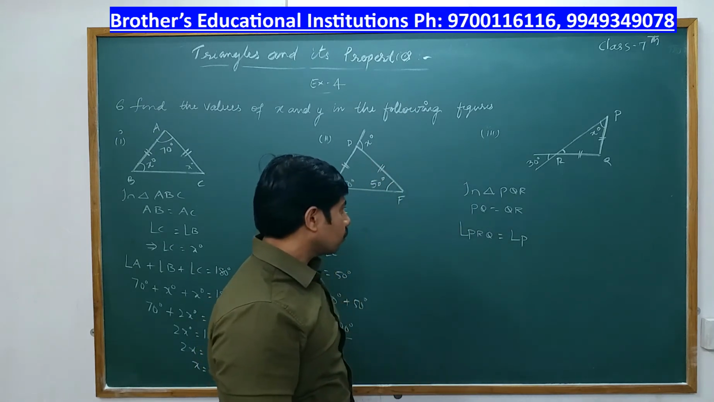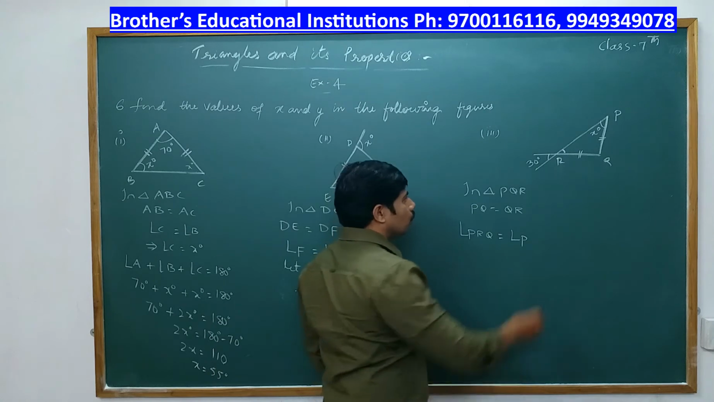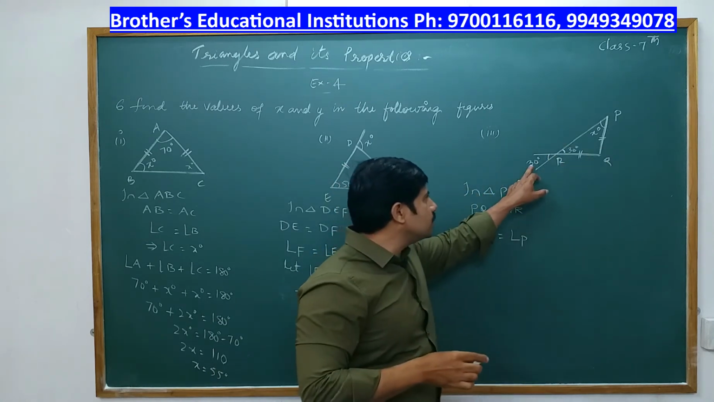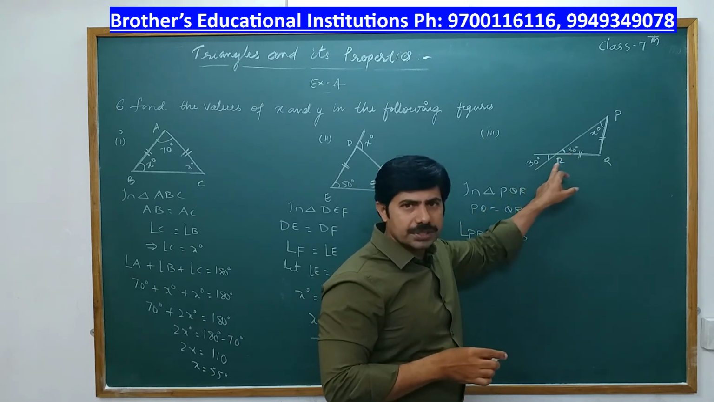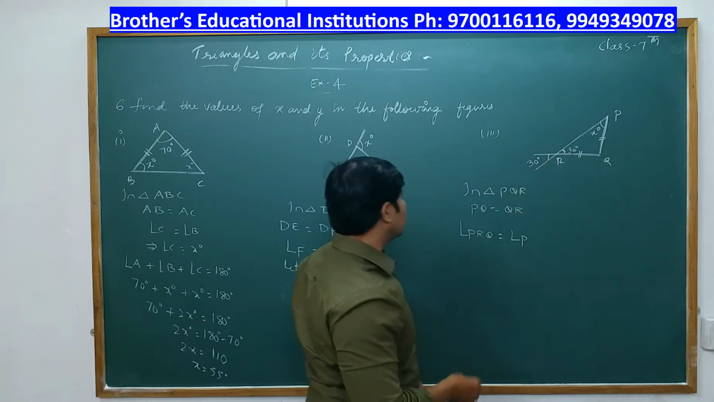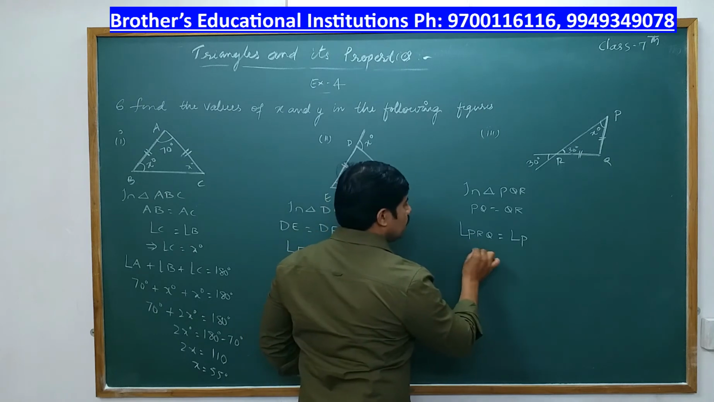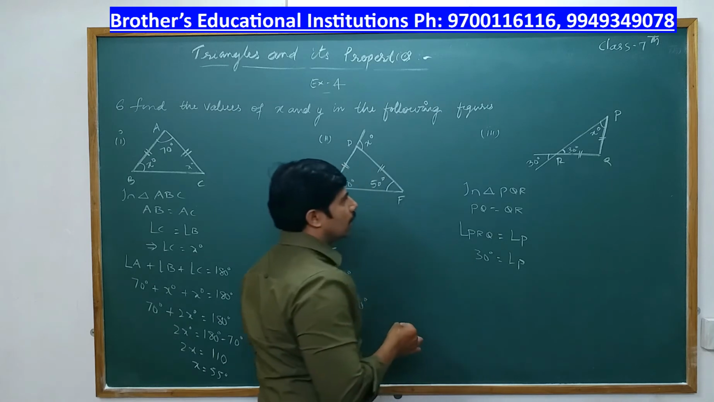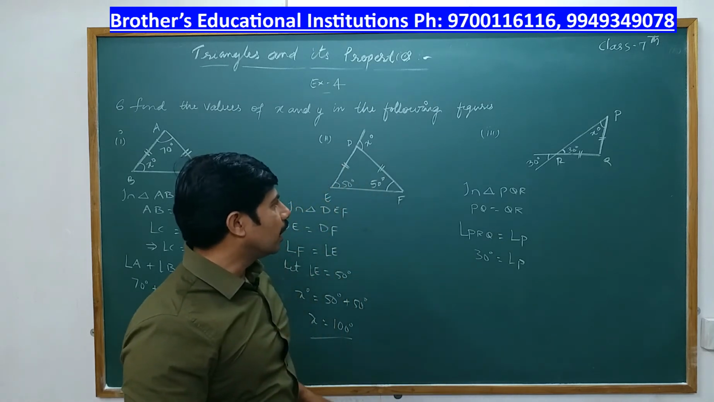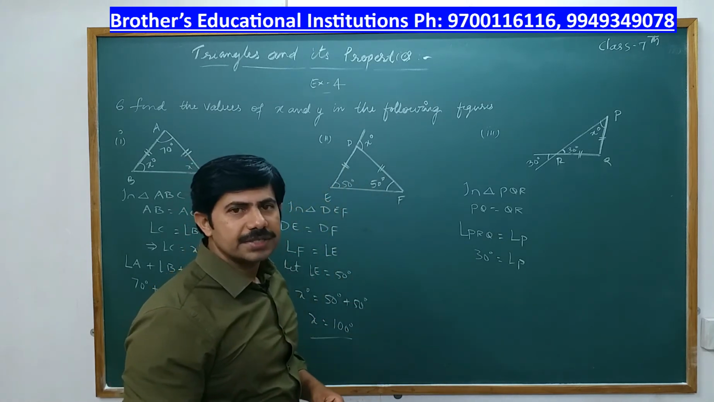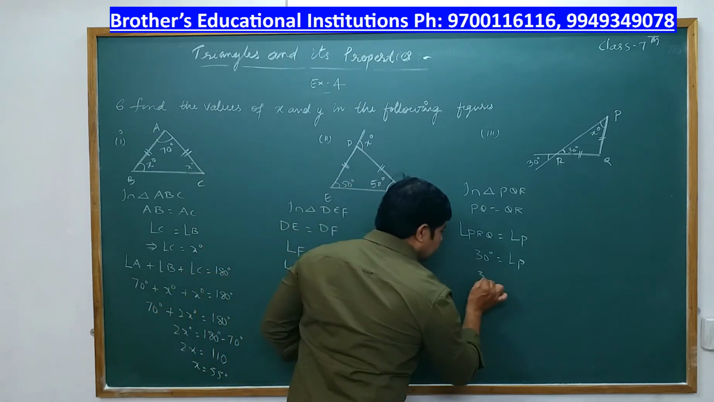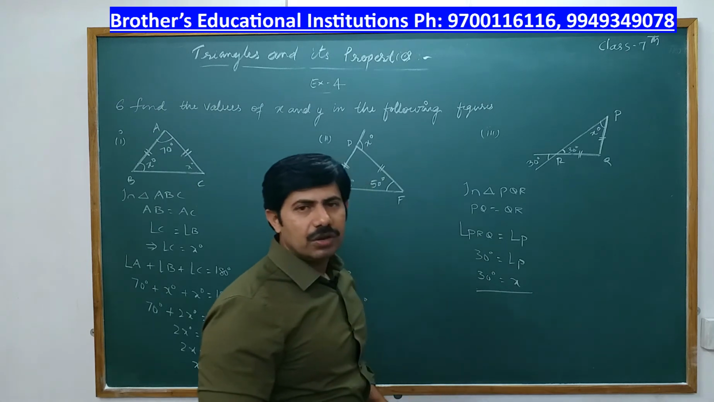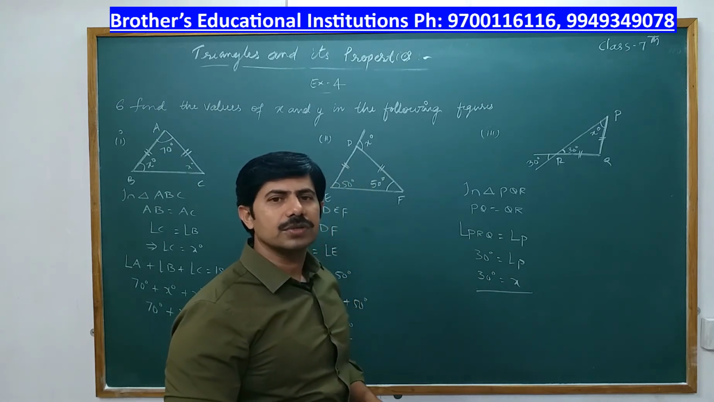Now, what is angle PRQ? Angle PRQ is 30 degrees. Why is it 30 degrees? Because these two are vertically opposite angles. So angle PRQ is 30 degrees, which is equal to angle P. Now, what is angle P given? It is x degrees. So we write 30 degrees is equal to x. Therefore, the value of x is 30 degrees. So this is completed.